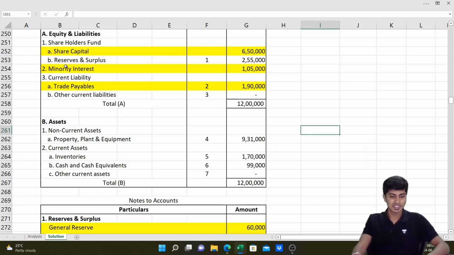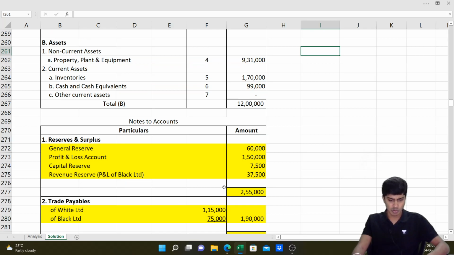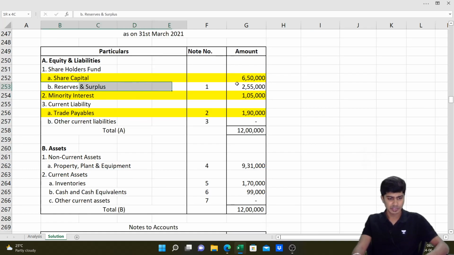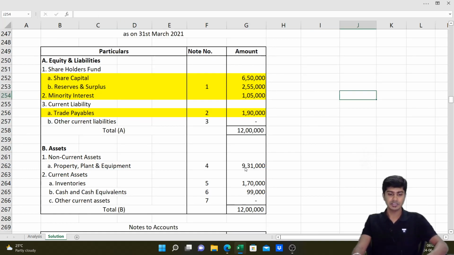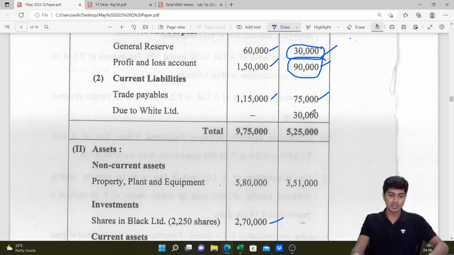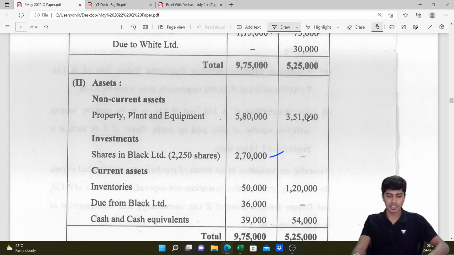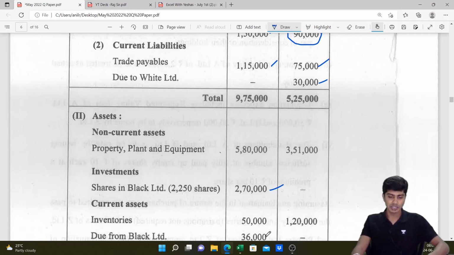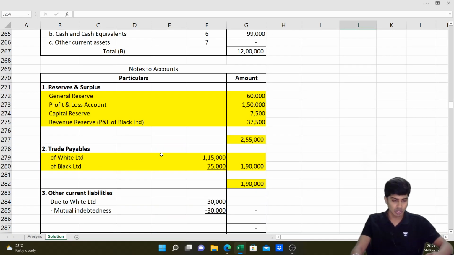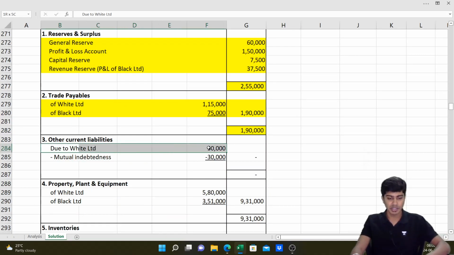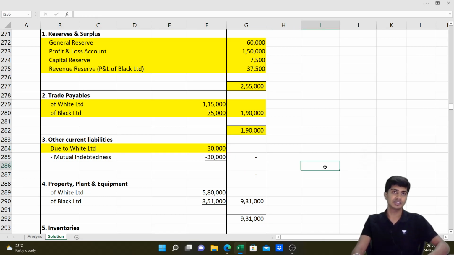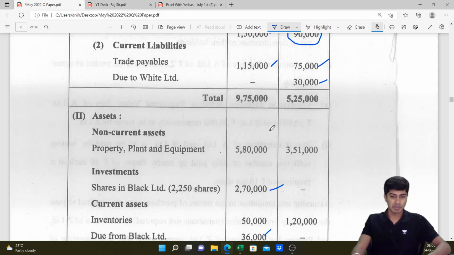You understood this? Yes. Reserves and surplus also I hope done. Yeah, everything else is done. So till now everything else is done. Next item. Due to White Limited. This looks like mutual indebtedness. Have a look. 30,000 here, 36,000 here. So this has to be adjusted. For now, let's write this in the inner column. I'm going to say in the notes to account, I'll write due to White Limited 30,000 just written. Yeah, it will not end up in balance sheet.